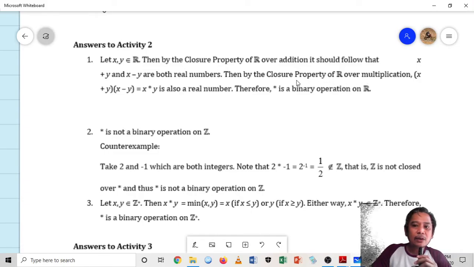And then since the operation multiplication is closed in R, the product therefore of the sum x plus y and the difference x minus y should also be a real number. Meaning, the product or the result when we operate x by y is also a real number. Therefore, the first operation is a binary operation.